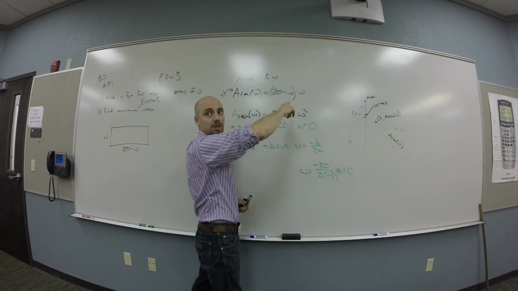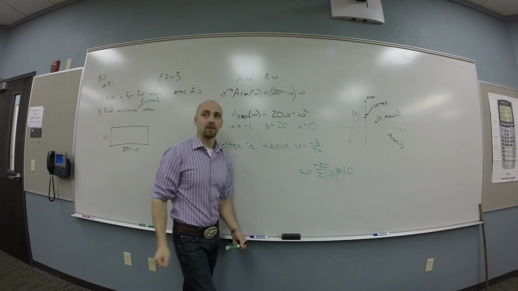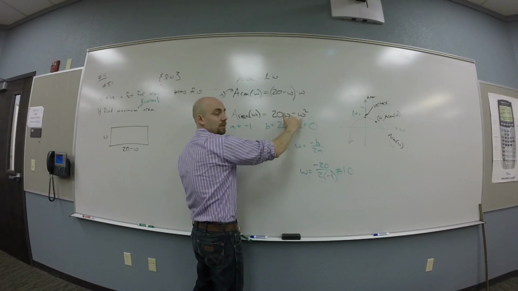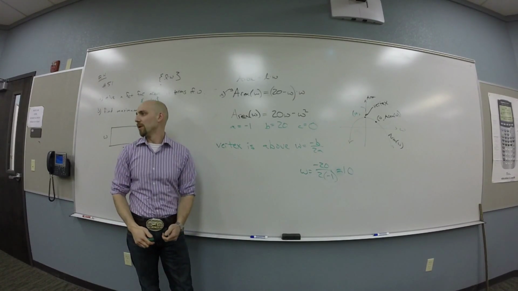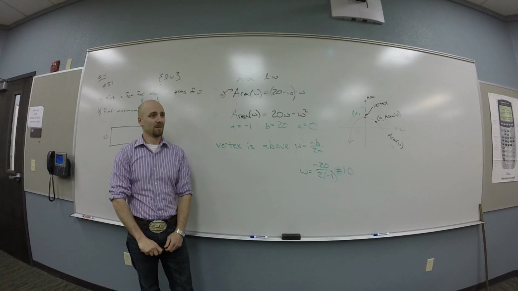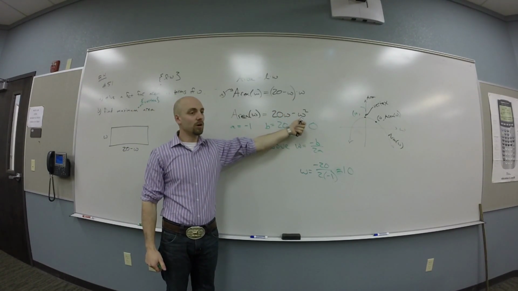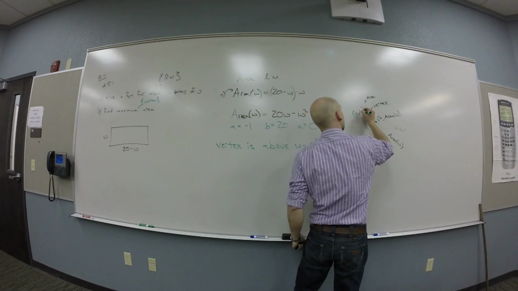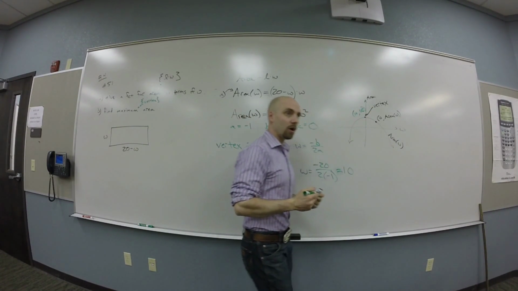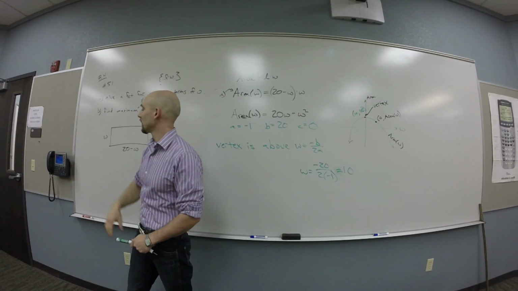You guys see that? What do you get when you plug 10 in here? Or in here, right? I think we really should put it in here. 200 minus 100. It doesn't matter, they're equivalent. 200 minus 100 is 100. So my vertex is at 10, comma 100. So what's the answer to my question? Find the maximum area?